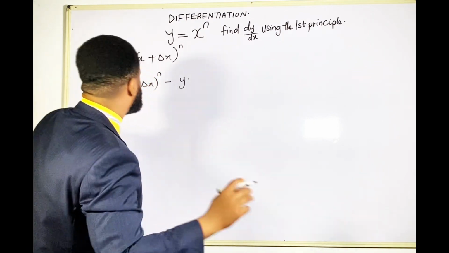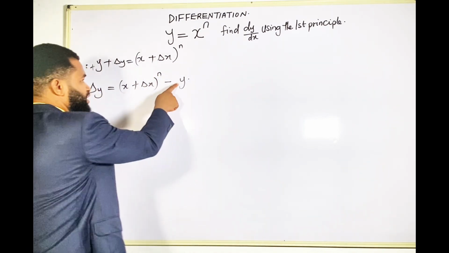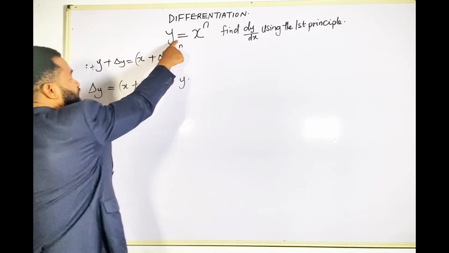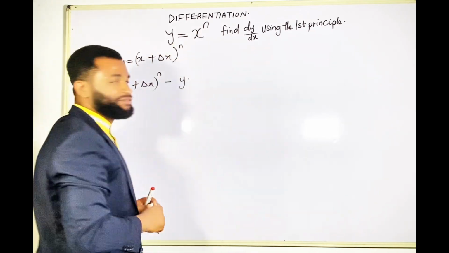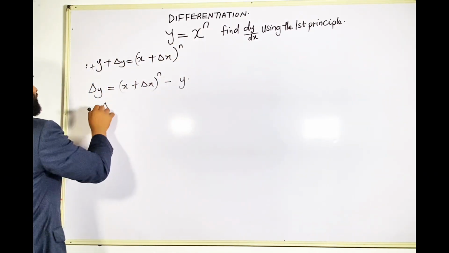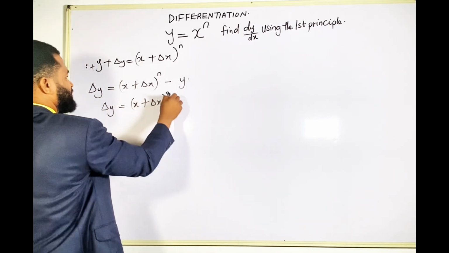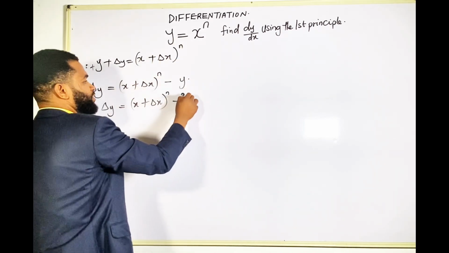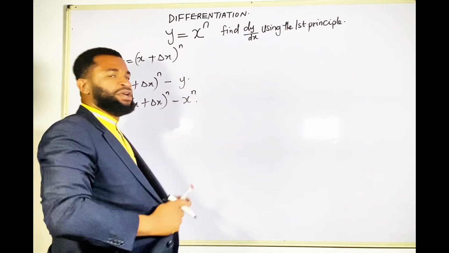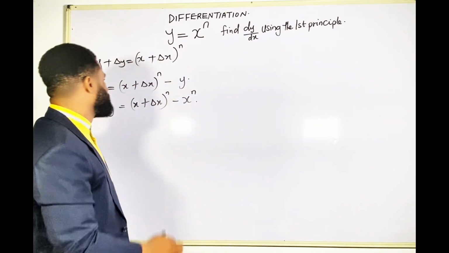All right. So after that, now the question is, what is y? y is already given as x raised to power n. So I'm going to say that change in y is equal to x plus change in x, all raised to power n, minus x raised to power n.